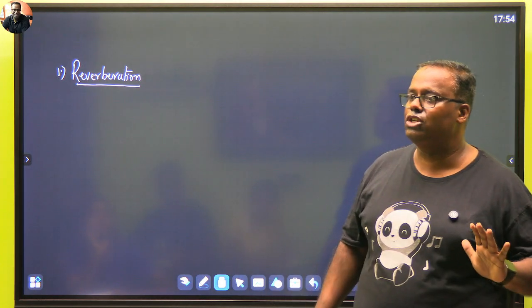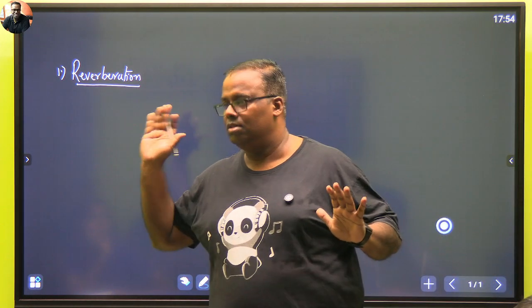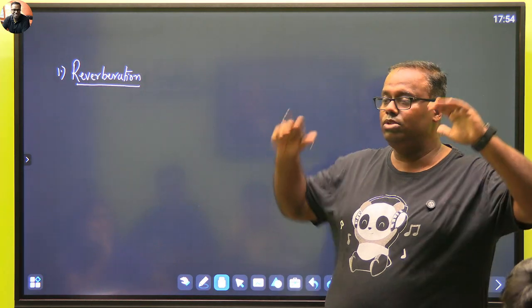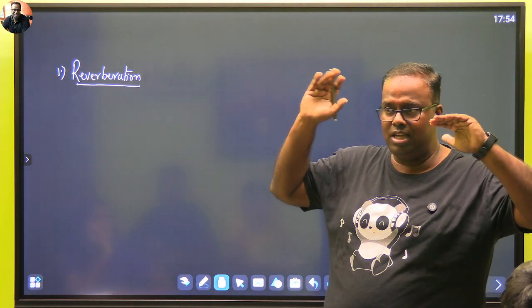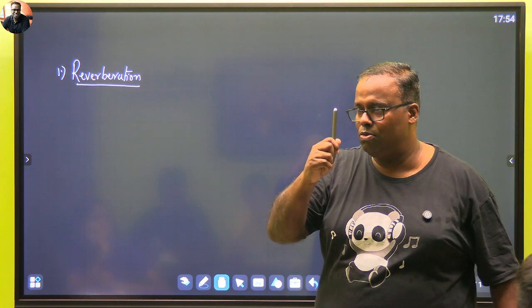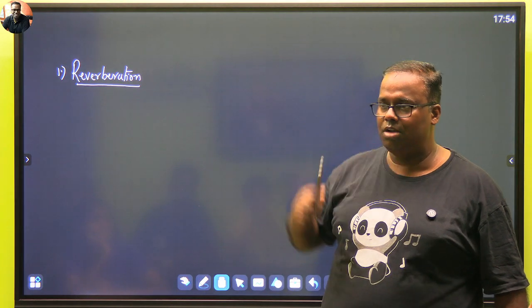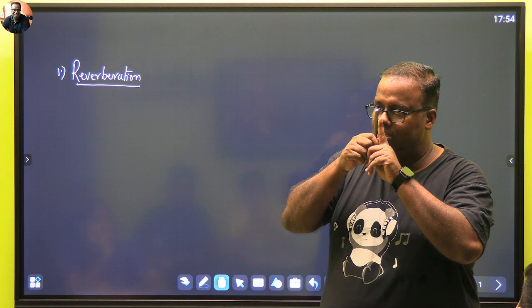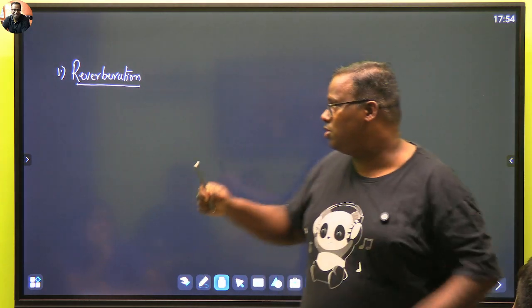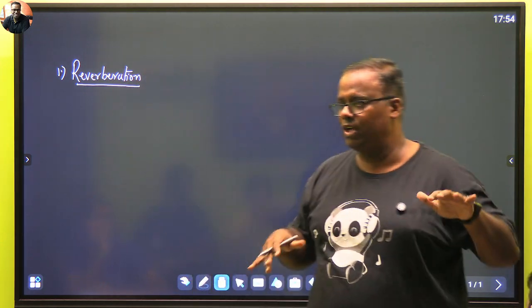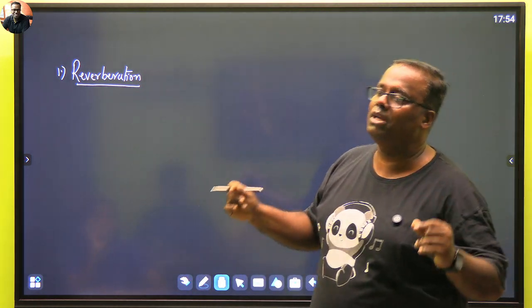The sound is actually hitting many obstructions in that room. Typically, the obstructions are the wall, the ceiling, and the floor. And as a result, there is a persistence of sound. In class 8, you learned about persistence of vision: if an object is shown to a human being and taken away, the object remains in our vision for 1/16th of a second. Within that 1/16th, if you show another one, it starts appearing continuous. So reverberation is the persistence of sound due to multiple reflections until the sound ultimately dies down.